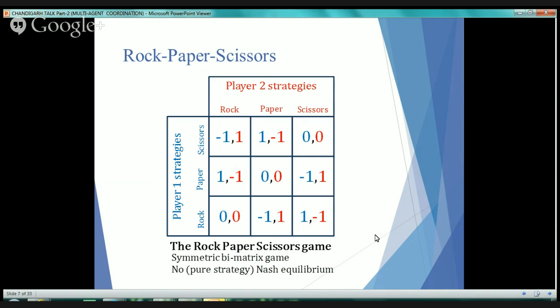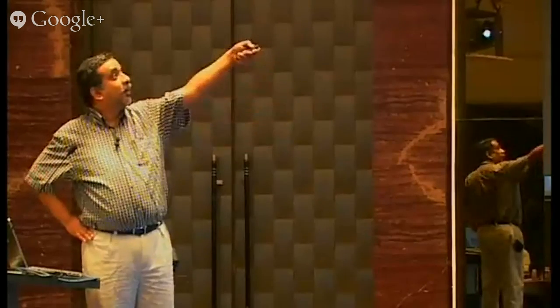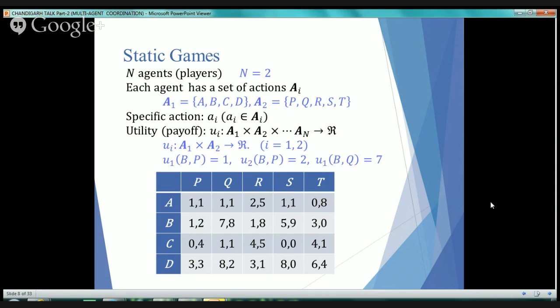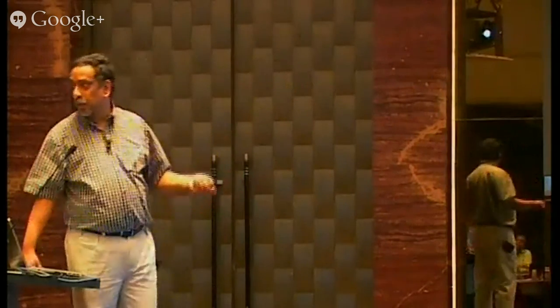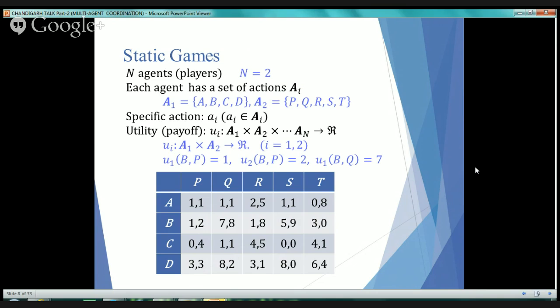Now, here's a more general situation: static games. We have n agents, also called players, and in the previous examples that we have seen, there were only 2 agents, and each agent has a set of actions. In the other cases, both sets of actions were the same, but that might not be true in all possible scenarios. For instance, in this game here, the first agent has 4 possible actions, A, B, C, D, and the other agent has a completely different set of actions, P, Q, R, S, and T. And these are the values.